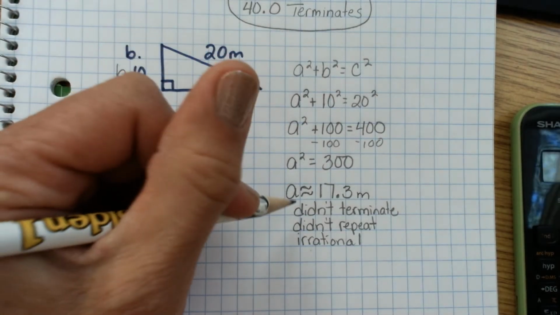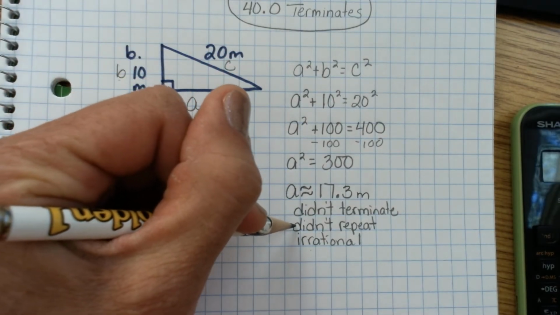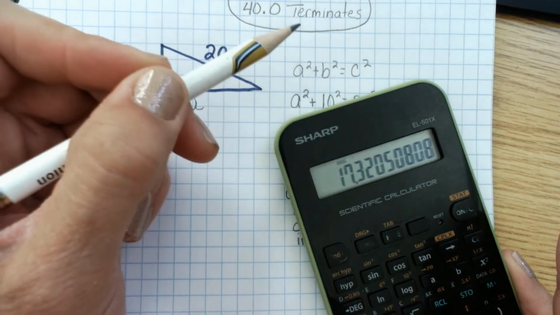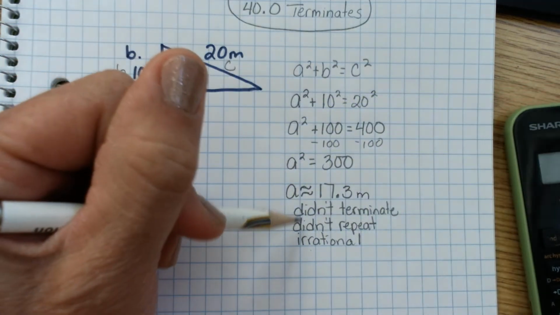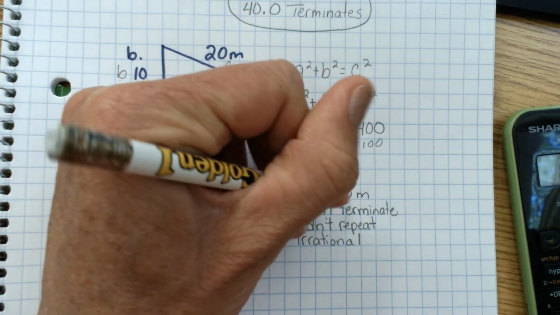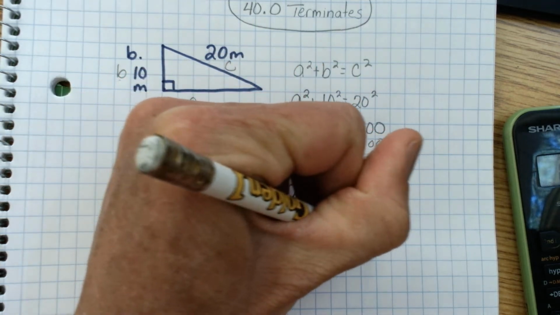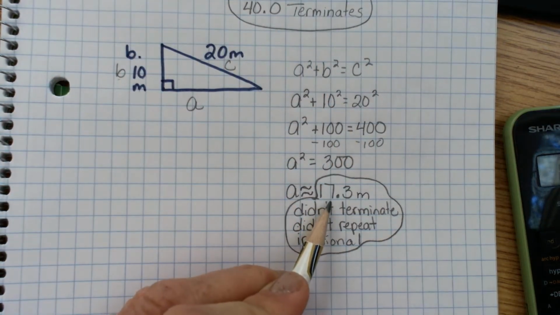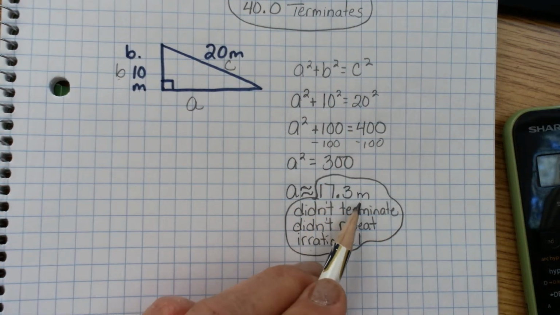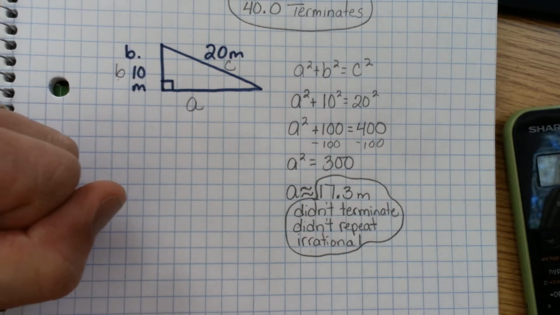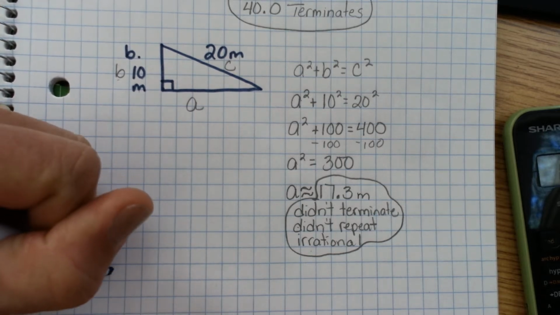Okay, so our original answer only ended because our calculator made it end. We ran out of room, so it didn't terminate, it didn't repeat, and the original answer before we rounded it was irrational. But when we say the length of that missing side, we do give the rounded answer 17.3 meters. Okay, we are going to move on to our next core problem, which is 9-123.